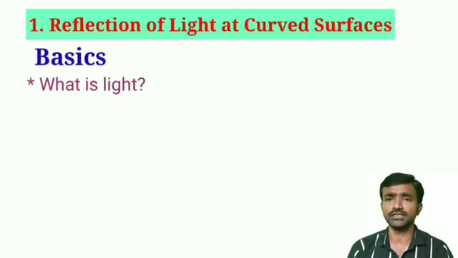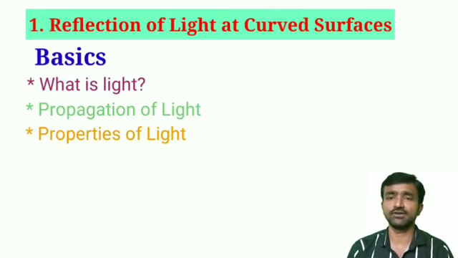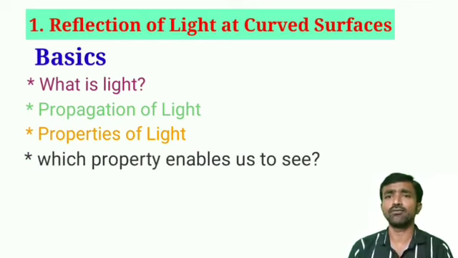They are: what is light, how light propagates in a medium or in vacuum, what the properties of light are, which property of light helps us to see the surroundings, and what things are required to explain the reflection of light by drawing ray diagrams. It explains the formation of images in these ray diagrams.